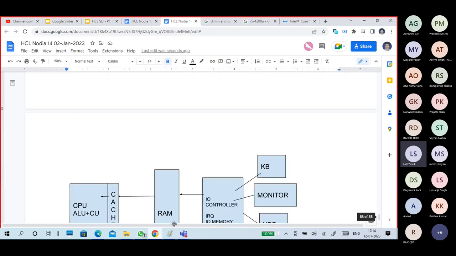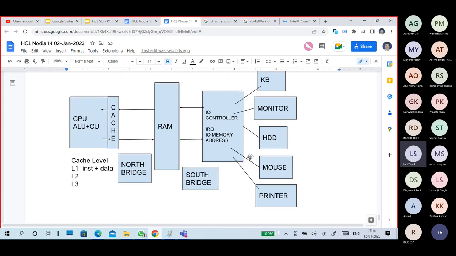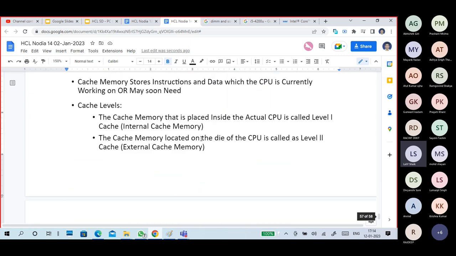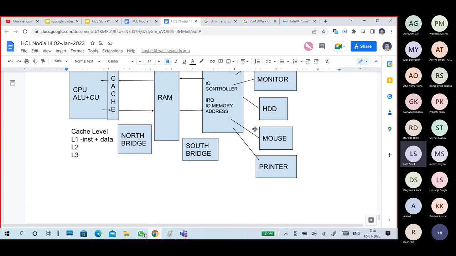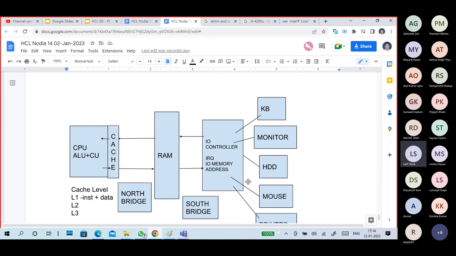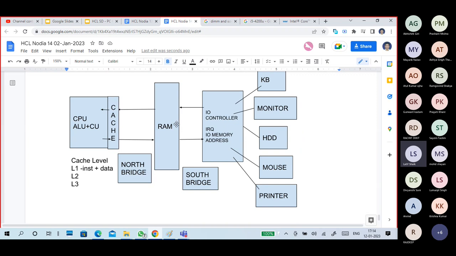Actually, if I add from there to here, this is the full diagram of your computer, guys. So you will load information to your I/O devices from RAM only. RAM to cache, cache to CPU. RAM speed and CPU speed will get mismatched. The CPU is much faster than your RAM. So what to do? We use a cache.